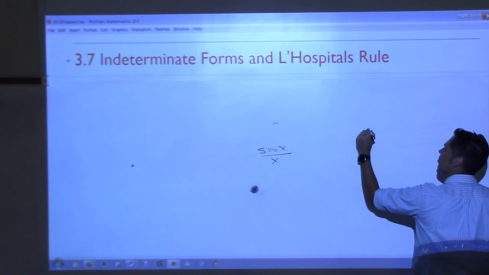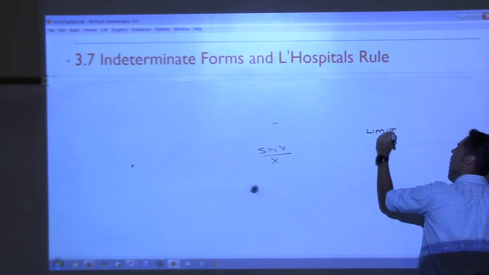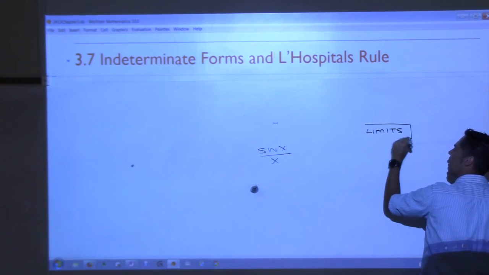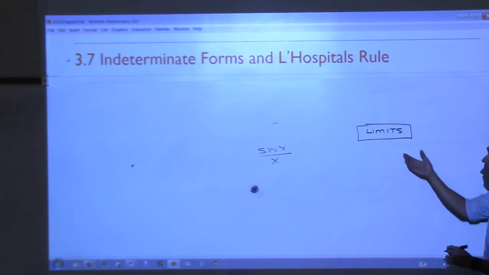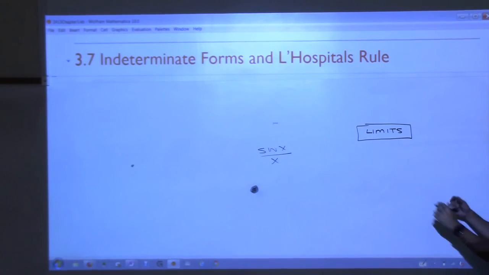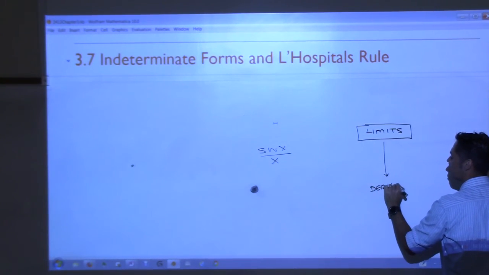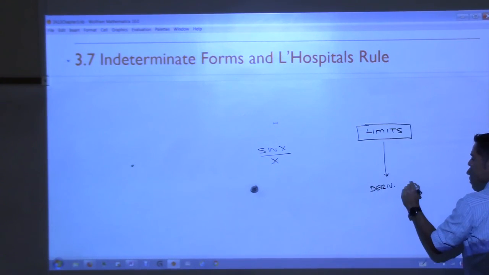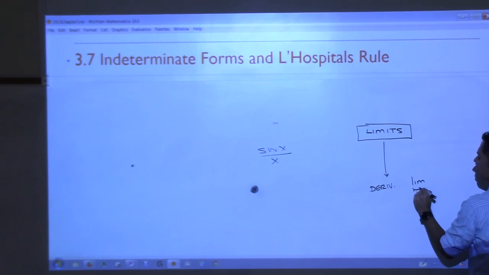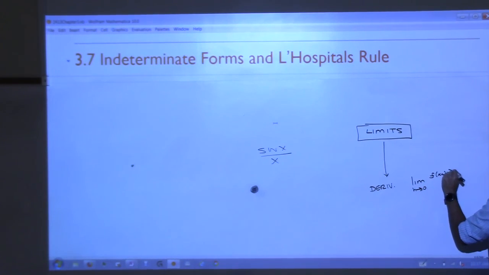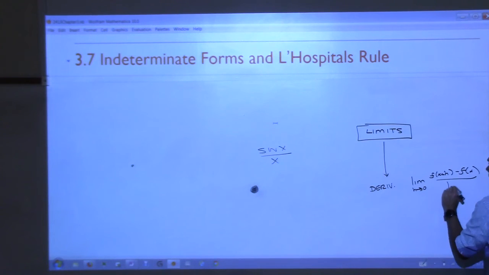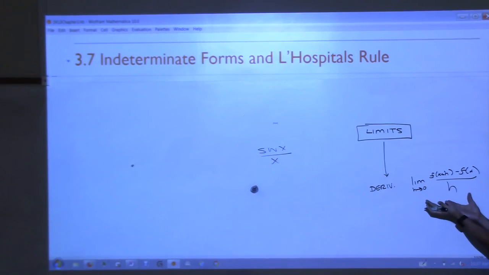So the idea is this. You have limits, right? In the very beginning of this course, we talk about limits. And we suffer through them for a while. And then from the limit is born the derivative, right? Remember the definition of the derivative is a limit, h goes to 0, f of x plus h minus f of x all over h. That's the definition of the derivative, but it is a limit, right? It actually comes from this idea.